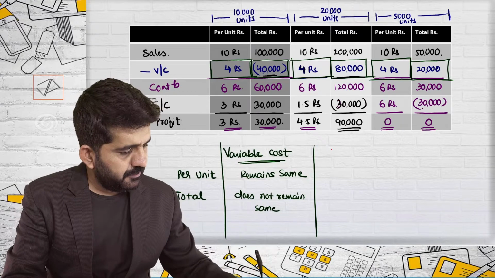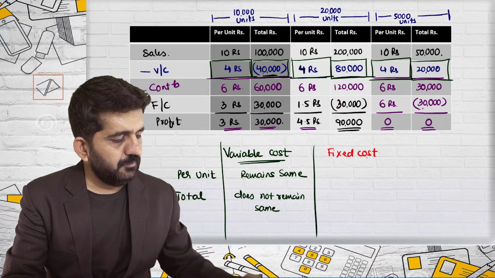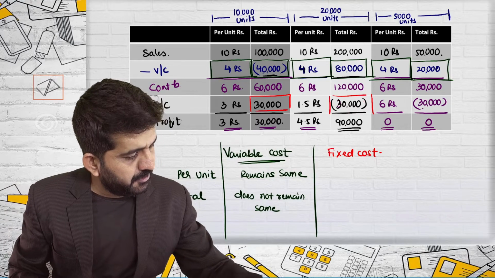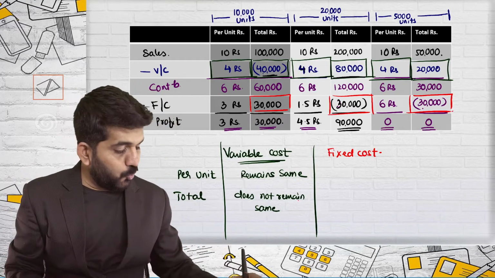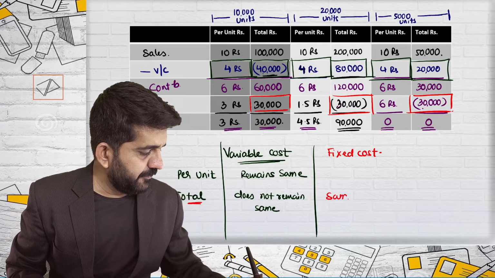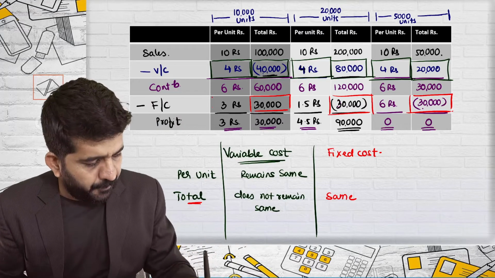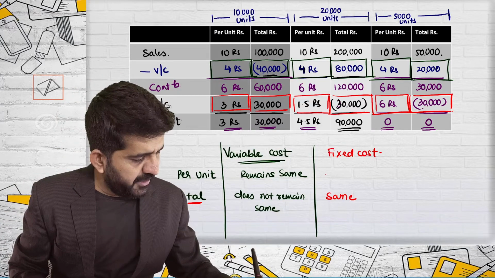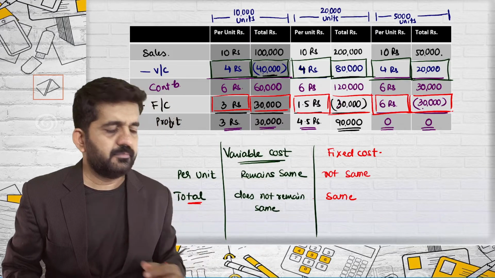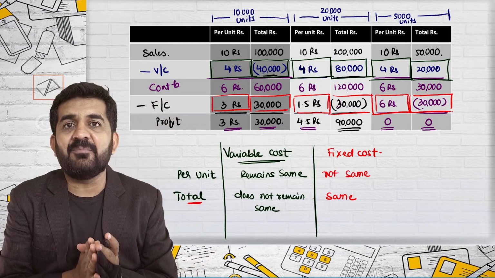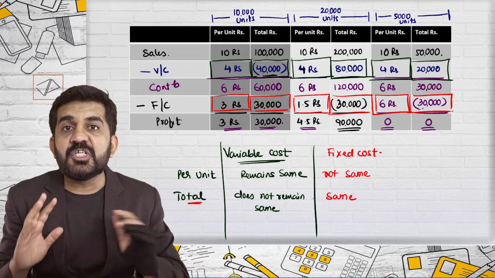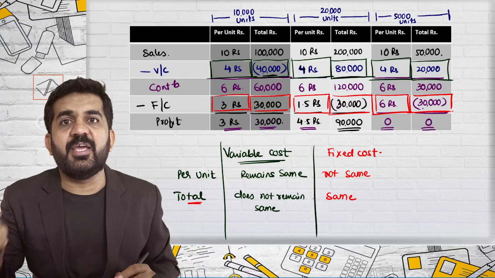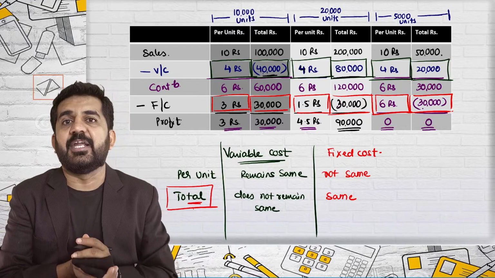Fixed cost. See the total fixed cost in all three cases: 30,000, 30,000, 30,000. So total fixed cost remains the same. But fixed cost per unit is 3, 1.5, 6. Fixed cost per unit is not the same. Anything which remains the same is termed as fixed. Anything which is changing is termed as variable. So the name of a fixed cost and variable cost is given from the total perspective.